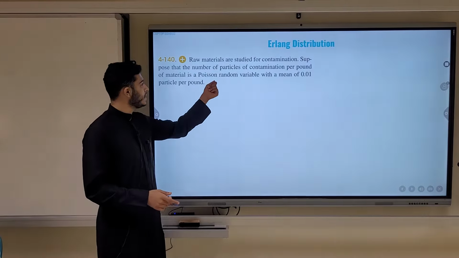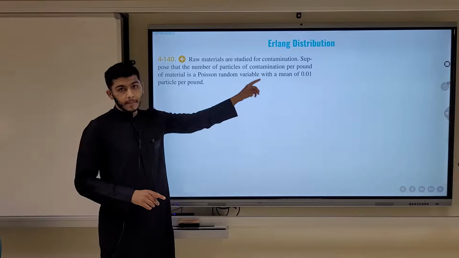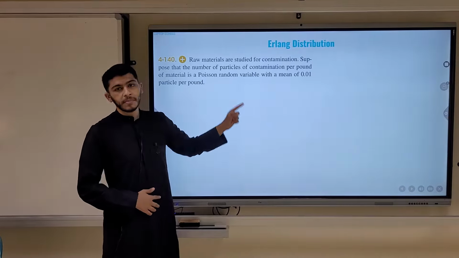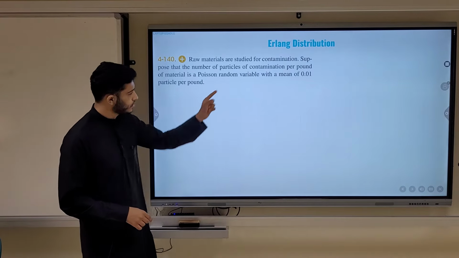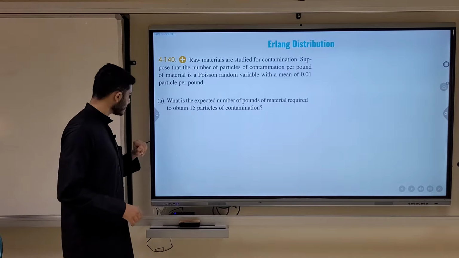It's the mean of a Poisson random variable. If it told you it was the mean of an exponential random variable, then this would be 1 over lambda. But in this case, it's the mean for a Poisson random variable, and we know the mean for Poisson is lambda. So there is no problem with the number we have. We're going to take it as it is.